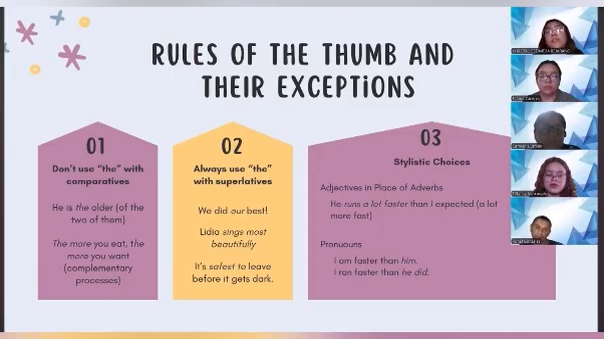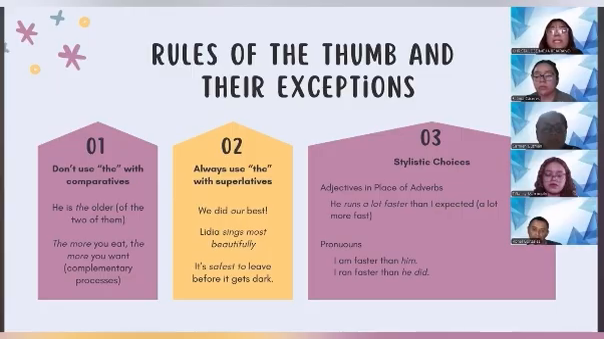The second rule is always use the with superlatives. There are cases where we don't have to use the. The first one is when we express something like try your best or do your best. Instead of using the, we use possessive adjectives. For example, we did our best instead of saying we did the best. The second one is when the adverb in the superlative form works with the as an adjective of manner.